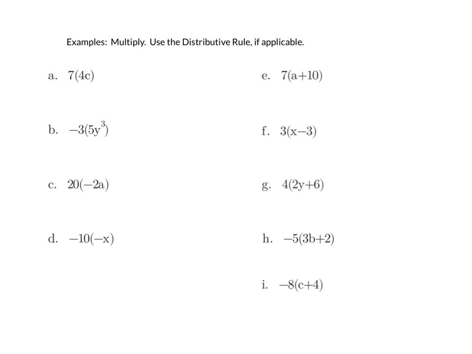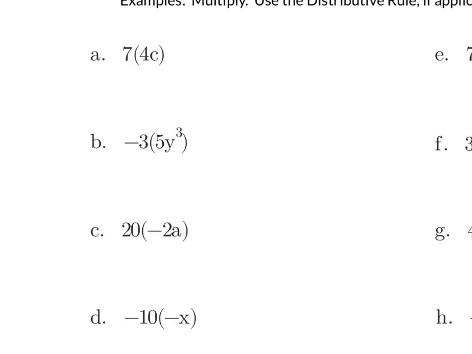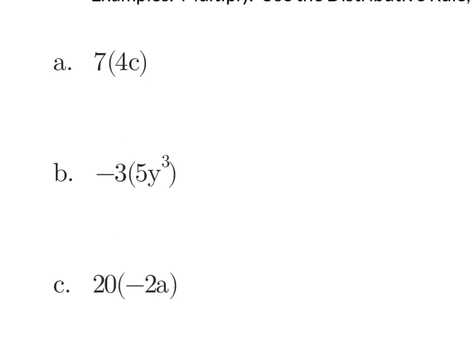Alright, for the first set of examples, the first thing I want to ask you is, do these count as a distribution? And the answer is no. Notice that inside the parentheses, we have just one term. There is no addition or subtraction. So when we do this, we're just going to go ahead and multiply the numbers together and then keep the variable. So if we look at 7 times 4c, 7 times 4 is 28. We keep the c.